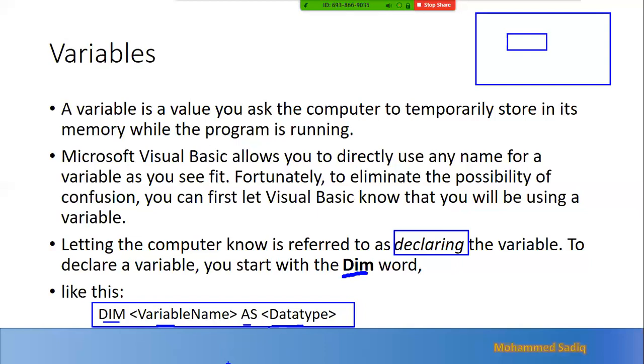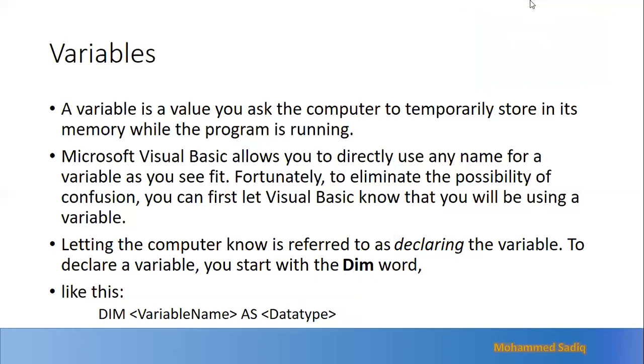So int i means i is a variable of type int. But if I'm writing the same thing in VBA, I need to say Dim i As Integer. We don't use int here, we say Integer. Apart from that, I need to use the reserved word Dim. So Dim, the name of the variable, As, followed by your data type. That is how we declare a variable.